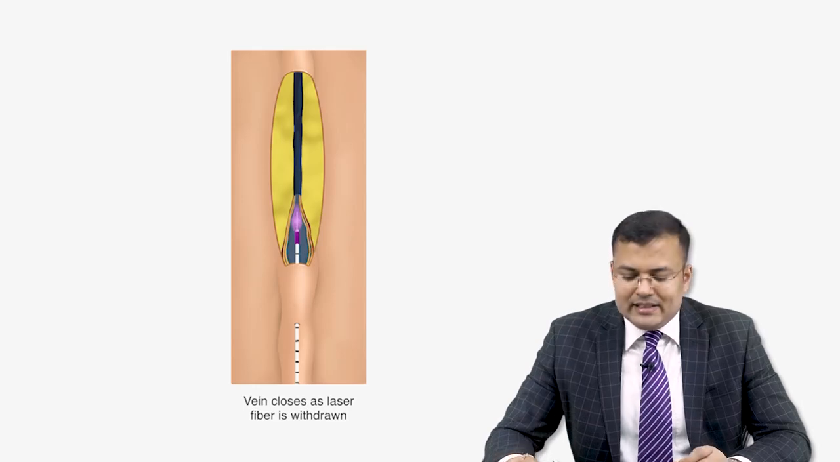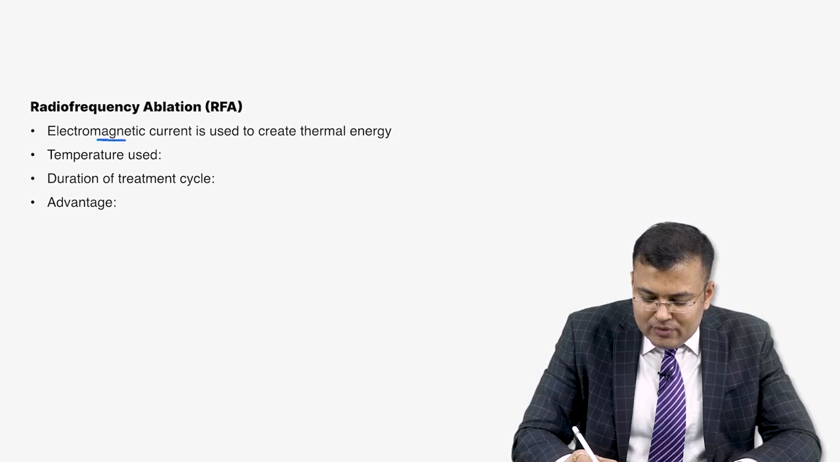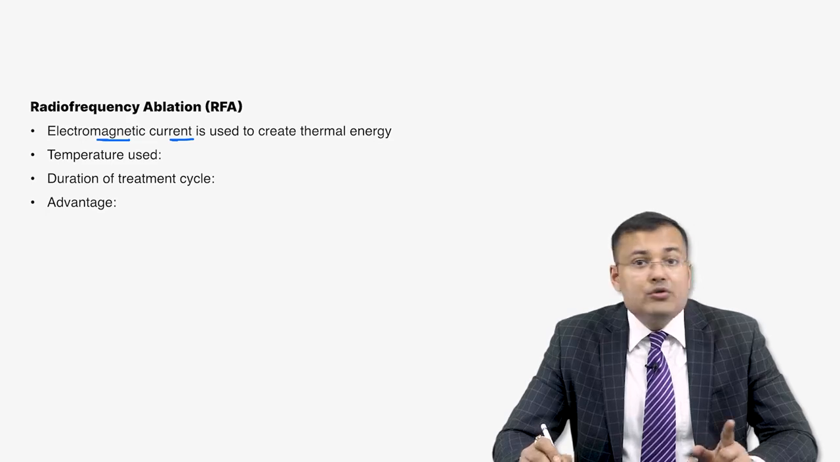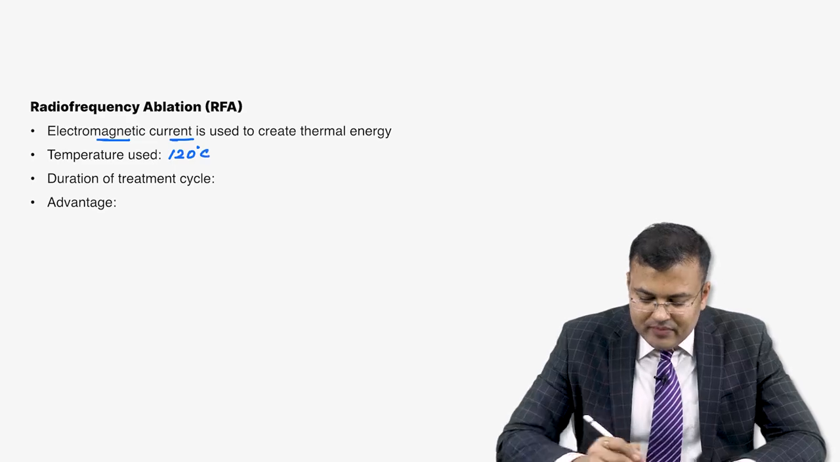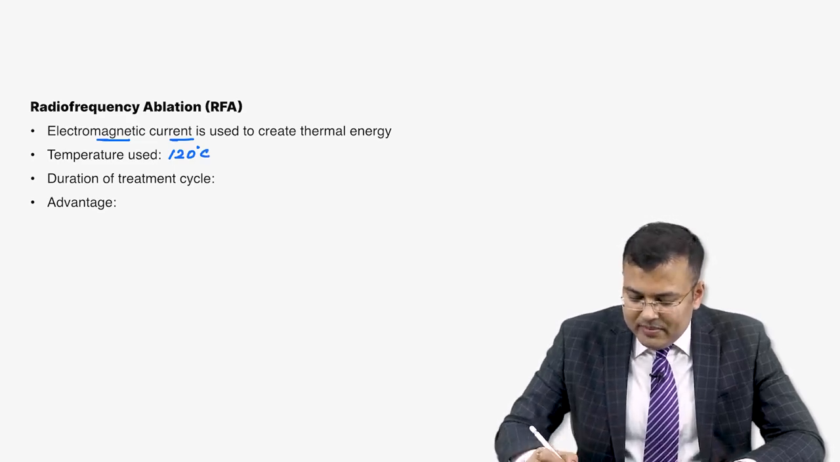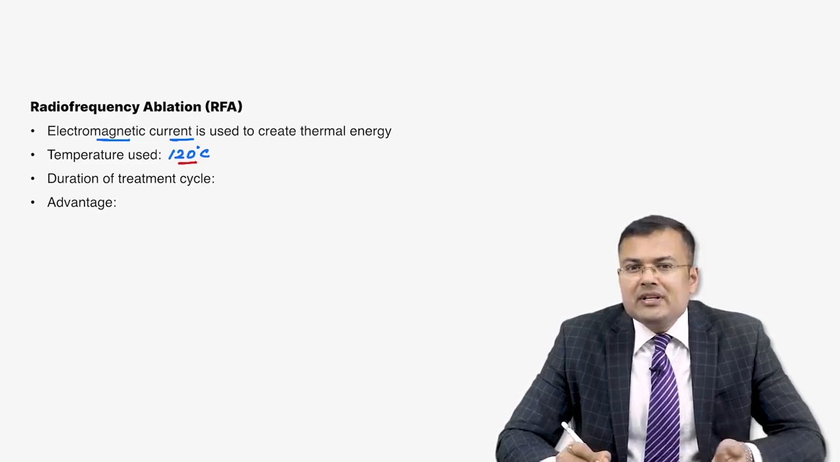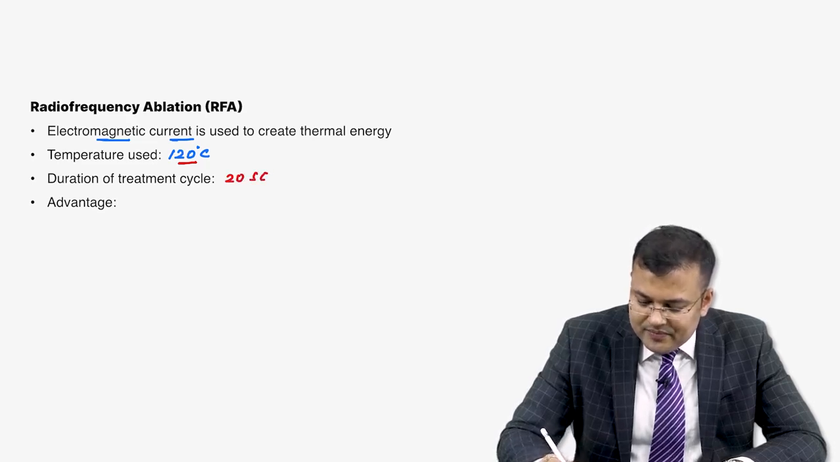So that is endovenous laser ablation. Next is radiofrequency ablation. Here we are using electromagnetic current to create thermal energy. How much temperature is used? Remember guys, this is very important. 120 degrees centigrade. And duration of treatment cycle, how to remember? Temperature 120, duration 20. So the duration of the treatment cycle is 20 seconds.